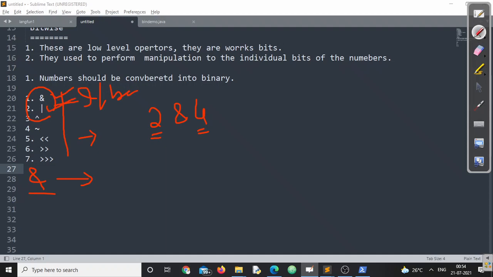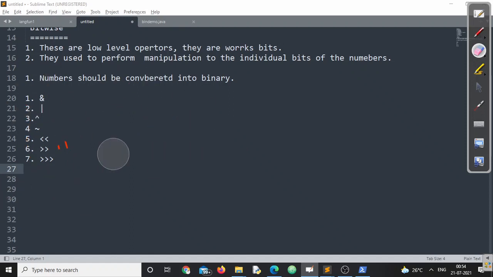Bitwise AND, bitwise OR, and bitwise XOR. These are okay with not only integral values but also Boolean values. The remaining ones are only okay with integral values, not even Boolean values, right? Remember that point. So let us operate on this one. We'll operate 2 bitwise AND 4. The first step, as we had discussed, is to convert all the numbers into binary numbers.